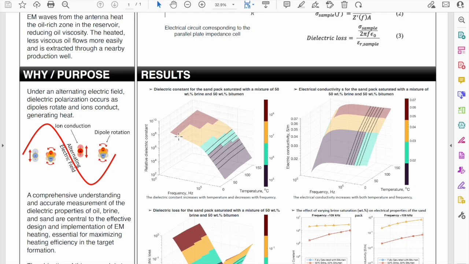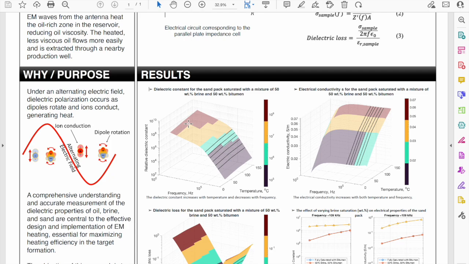This decrease is primarily due to dielectric relaxation, which is the delay in the response of molecular dipoles, especially from water molecules in the brine, to the oscillating electric field.